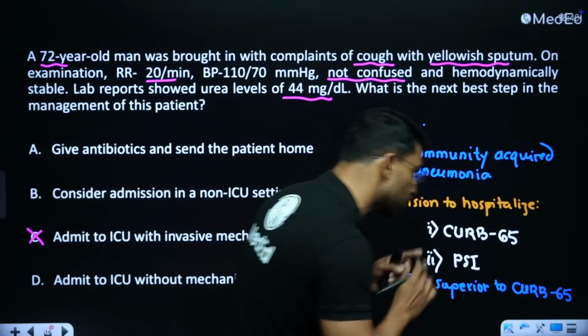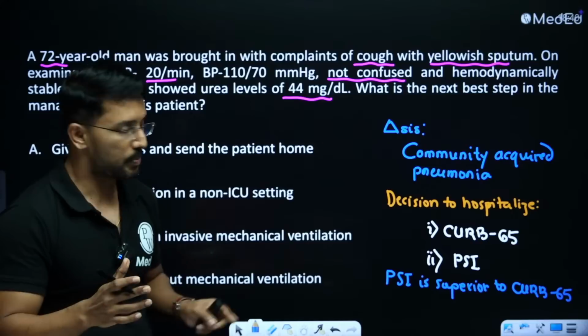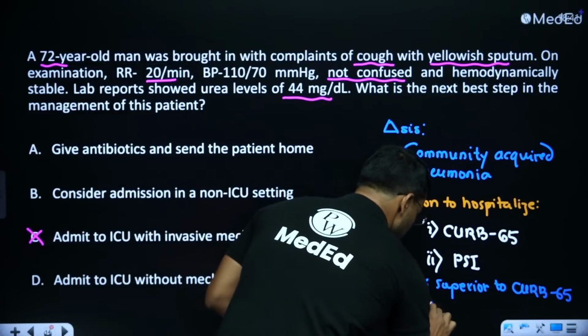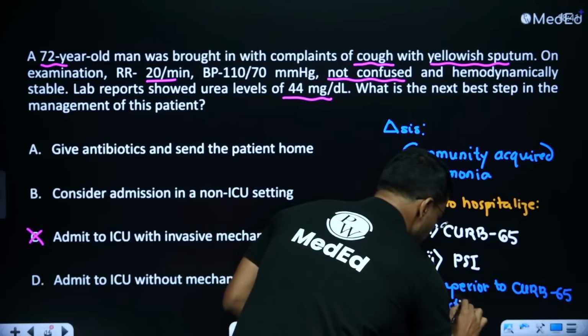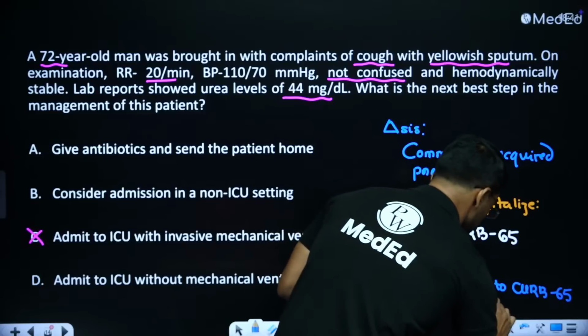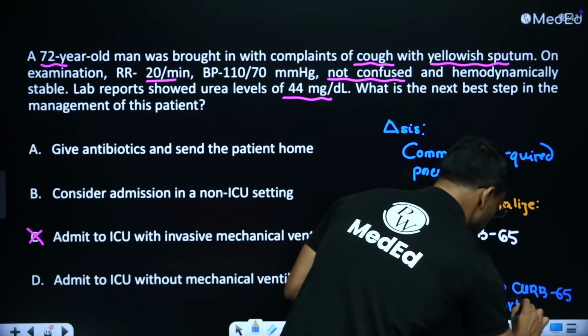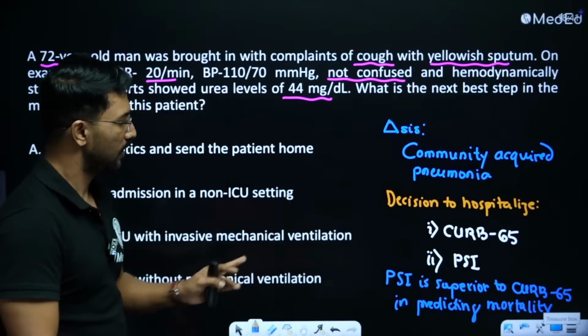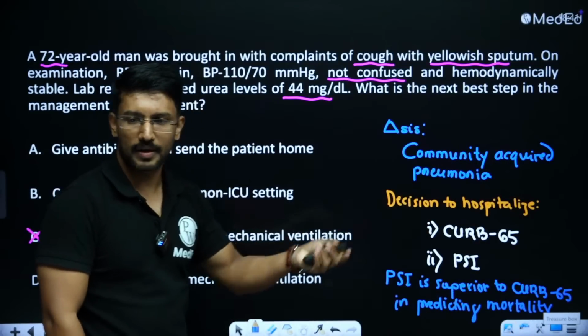That's why it's the best tool to decide whether the patient should go as an outpatient or inpatient. But because it is cumbersome, you don't get MCQs on it. If they're asking which one is the better choice between the two, it is the pneumonia severity index, or PSI. But CURB-65 is a simple tool, it can be applied.